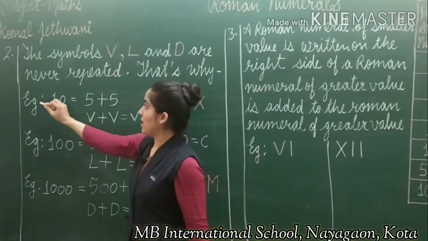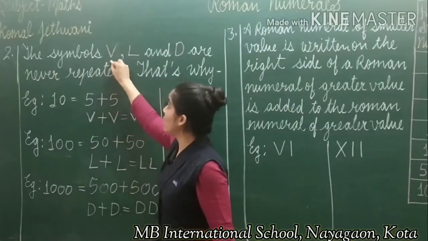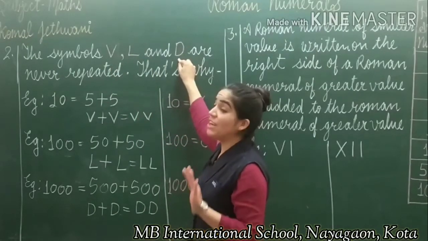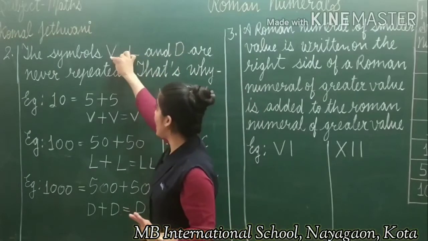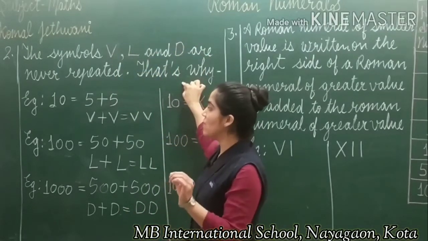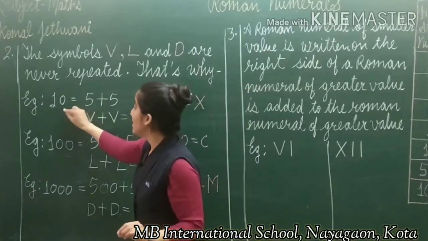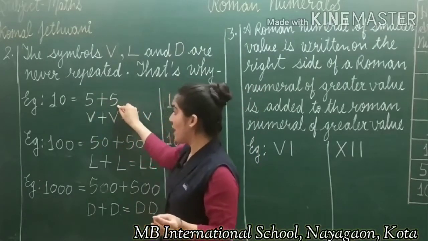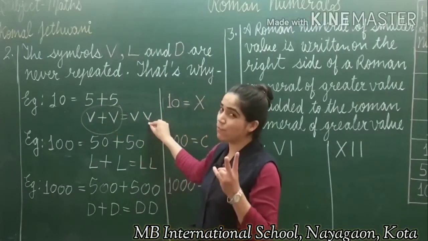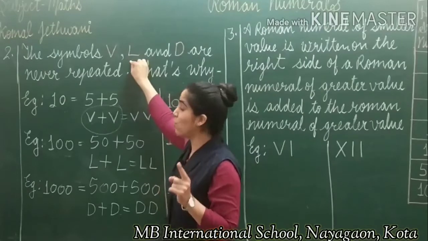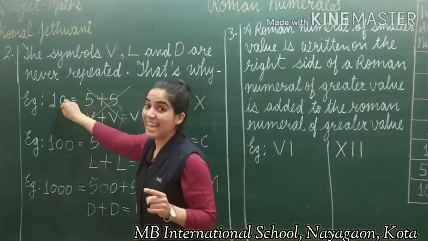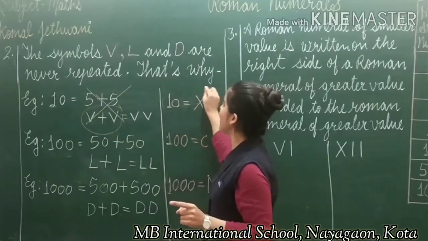The next rule of Roman numerals is that the symbols V (5), L (50) and D (500) are never repeated. We never repeat these signs 5, 50, 500. For example, 10 could be written as 5 plus 5, but then we would have to repeat 5 two times, and the rule says we cannot repeat. So this format is absolutely wrong. We cannot write 10 that way. That's why we write 10 as X.